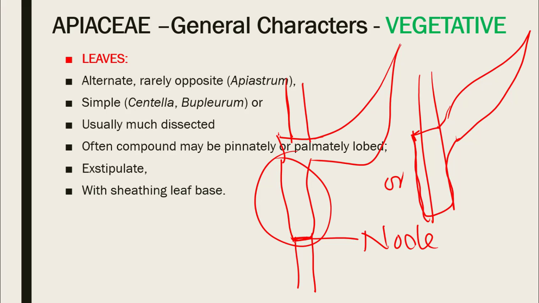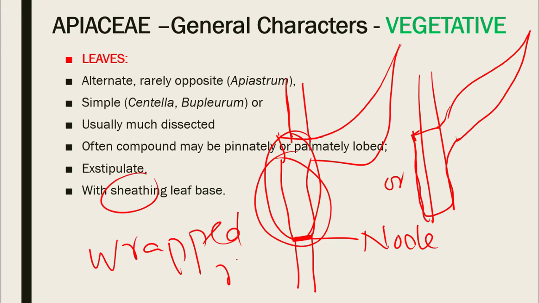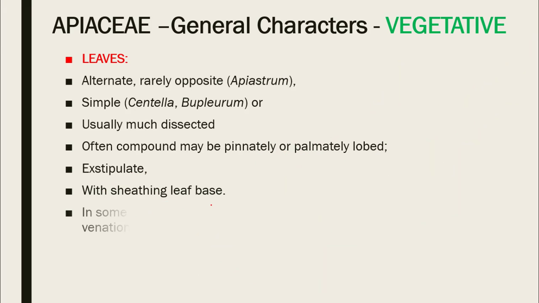So leaf is actually arising from here, but its base is like a sheath, it is covering the stem, it is wrapped around the stem. This is sheathing leaf base, which covers the stem for some distance. And how much area of the stem is covered by the base of the leaf like a sheath, it depends upon the species. So the leaf base is a sheathing one in Apiaceae.